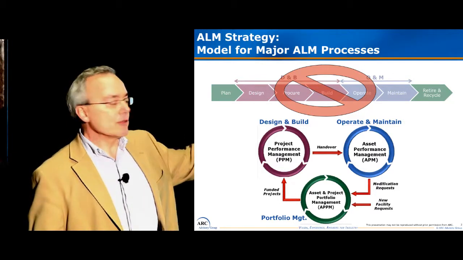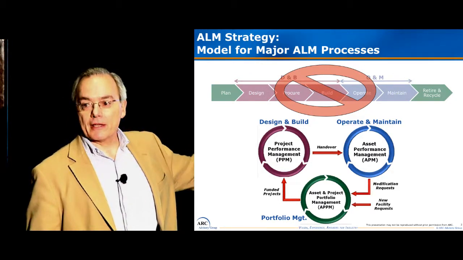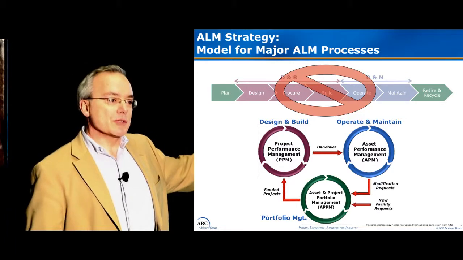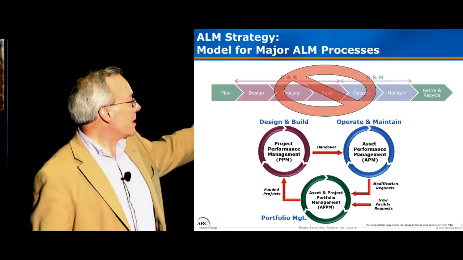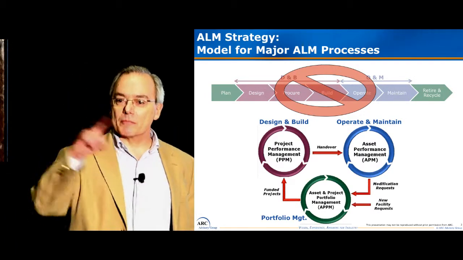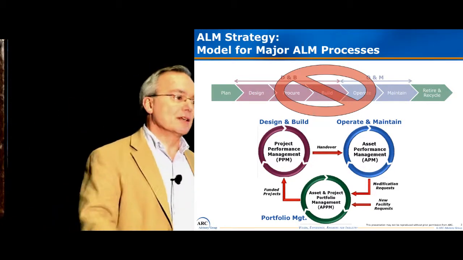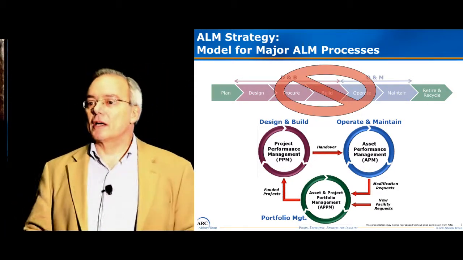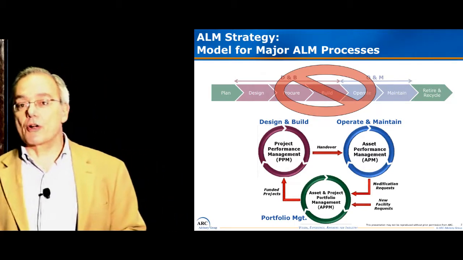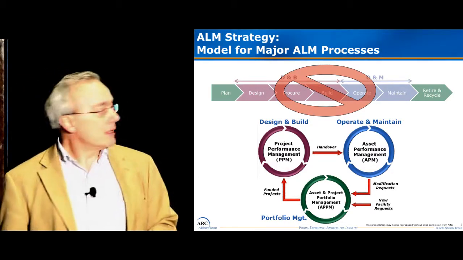This model with the three circles better represents what really happens in a plant, where you've got projects for design and build, a handover, operate and maintain, a project list, the ones that go above the line become funded, and back into design and build. So this better represents the continuous series of projects that occur in an operating facility.